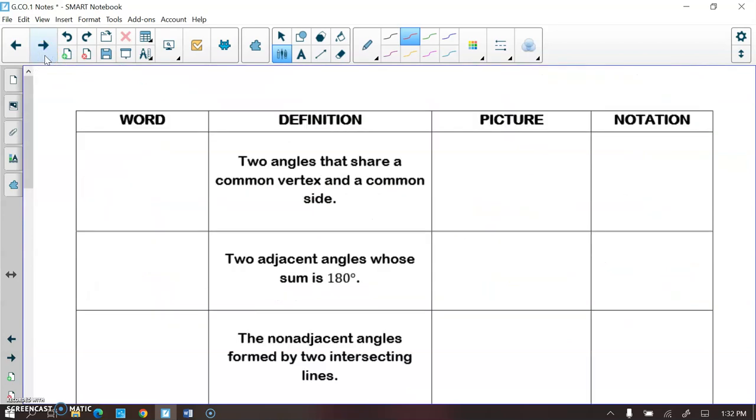All right, moving on. Two angles that share a common vertex and a common side. What this looks like is something like this, where we have this angle and this angle, and both of them have the same vertex and one side that they share. These are called adjacent angles. Adjacent means that these angles are right next to one another. I'm not going to give you a notation for that.